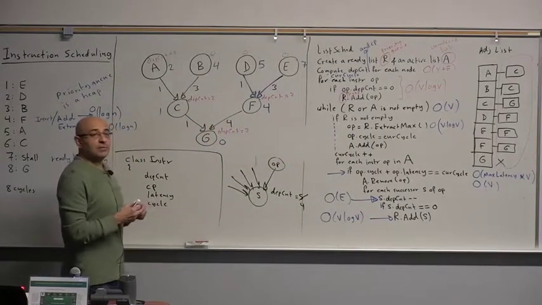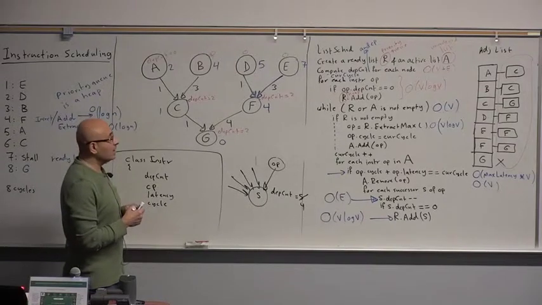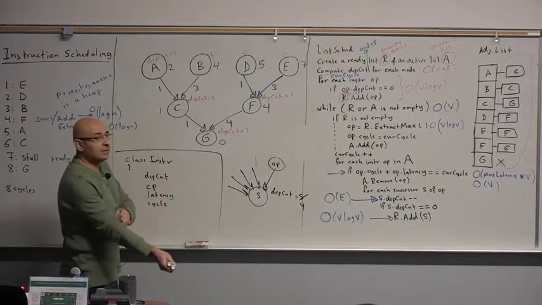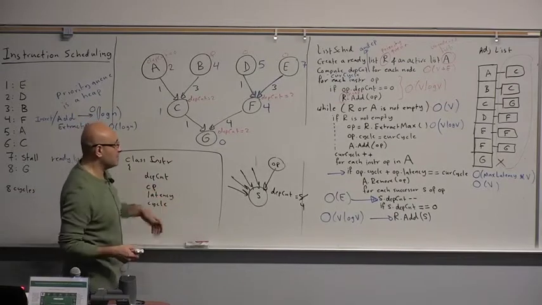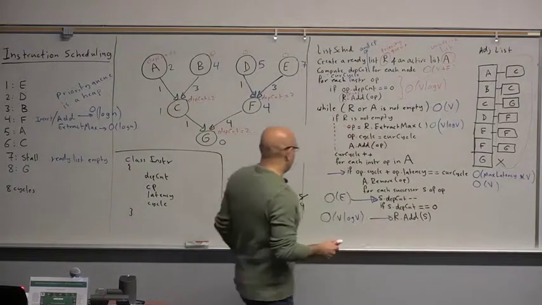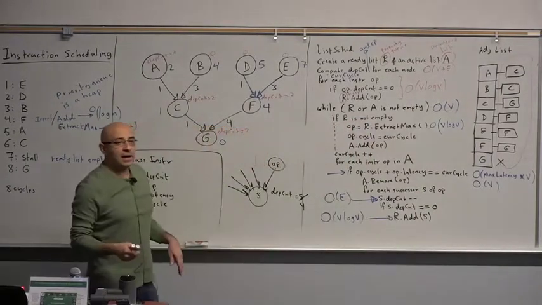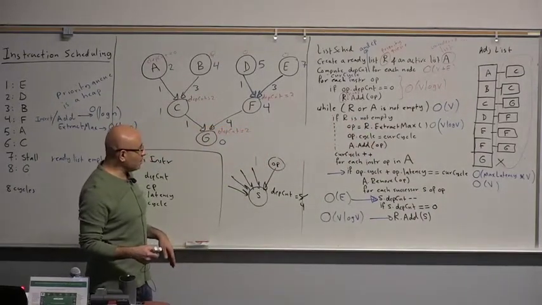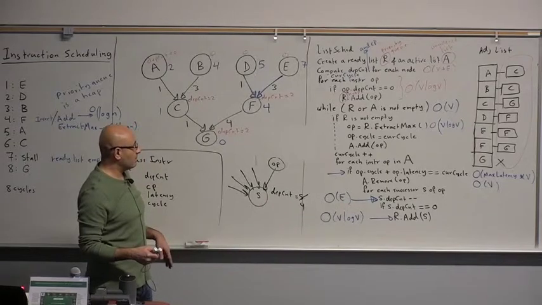So then what would be the overall running time? Obviously we can ignore the V's. We have lots of V's and V log V's. But are these V log V terms that we have additive? Should we add them or multiply them?